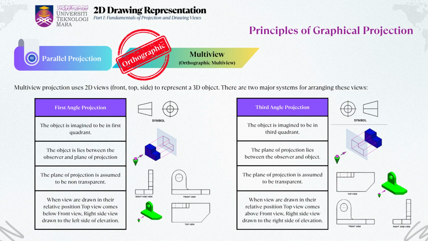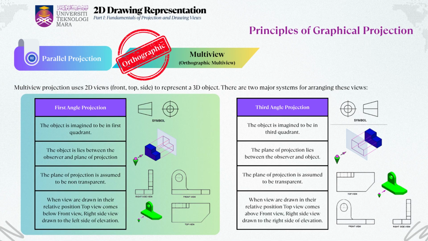There are 2 major standardized systems for arranging these 2D views on a technical drawing sheet, which are first-angle projection and third-angle projection. These systems differ in how the views are positioned relative to the front view, and they are guided by regional standards such as ISO, for first angle, used in Europe, and ANSI, for third angle, used in the US and Malaysia. Understanding which system is being used is crucial to avoid misreading the drawing, especially in global or collaborative design environments.